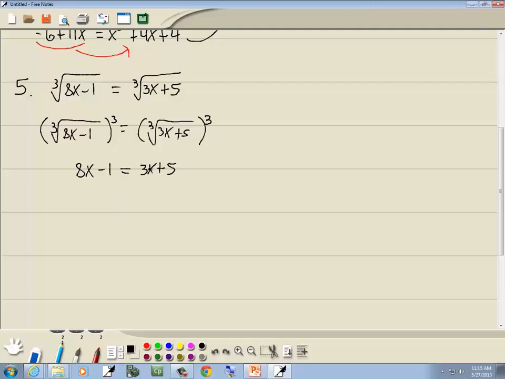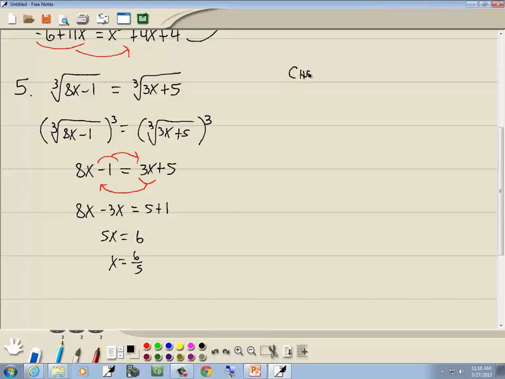Now we want to solve this. So I'm going to take the 3x, move it to the left side. I'll take the negative 1, move it to the right side. Anytime you take anything across your equals, your sign changes. So I got 8x minus 3x is equal to 5 plus 1. 8x minus 3x is 5x. 5 plus 1 is 6. So I get x is equal to 6/5.